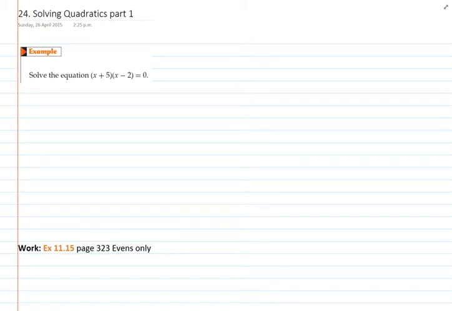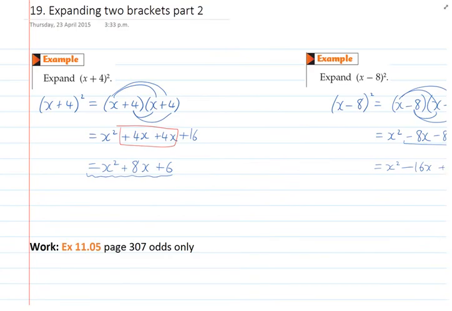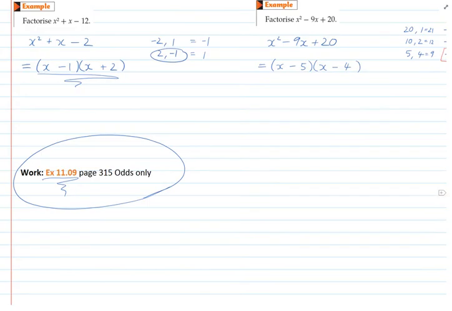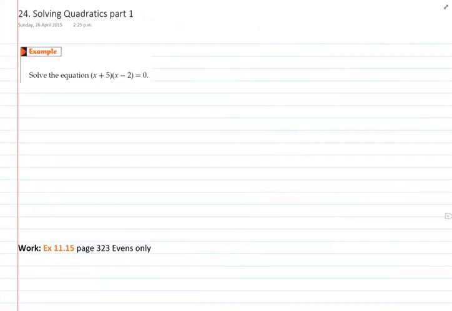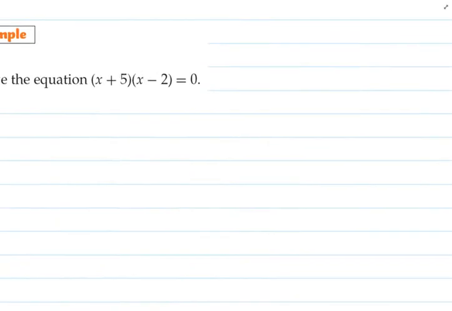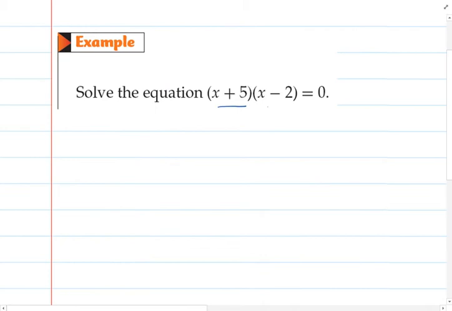Hi Year 10s. Right, in this video I'm very excited to be at a point with you guys where all of this expanding stuff that we've done so far, all of this factorizing stuff that we've done, it all leads to this point where we start to solve a special kind of equation called a quadratic equation. And so when you've got two things timesing together to equal 0, we call that in mathematics a quadratic equation.